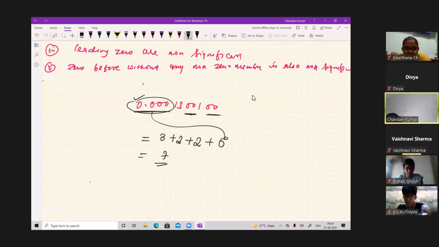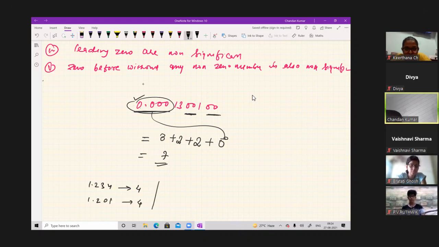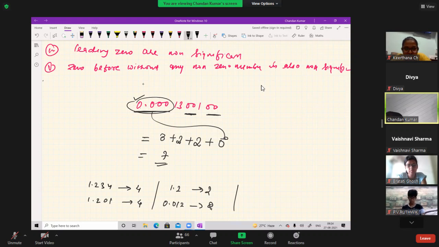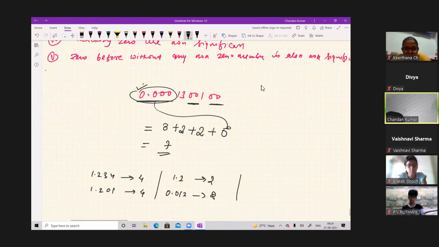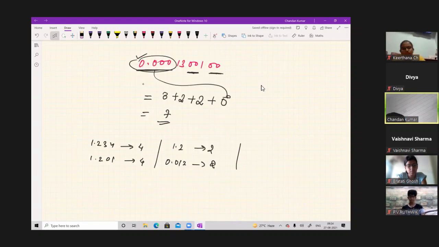1.234 is having 4 significant figures. 1.201 is also having 4 significant figures. 1.2 is having 2 significant figures. 0.012 is having 2 significant figures. 0.023 is having 2 significant figures. 0.200 is also having 3 significant figures.